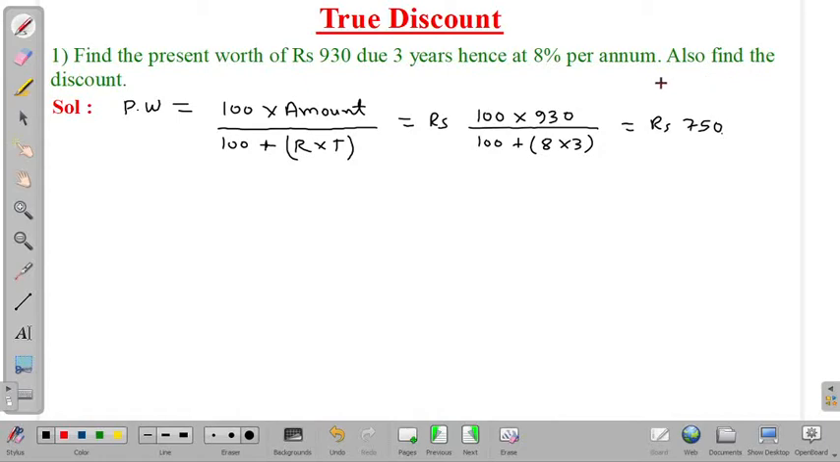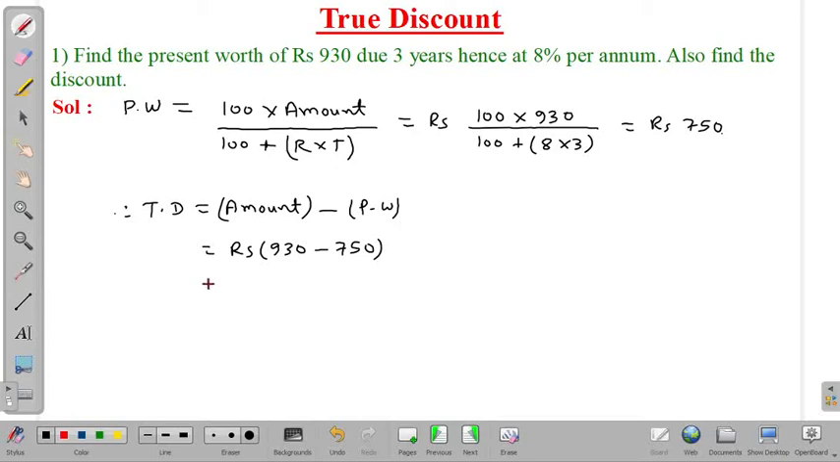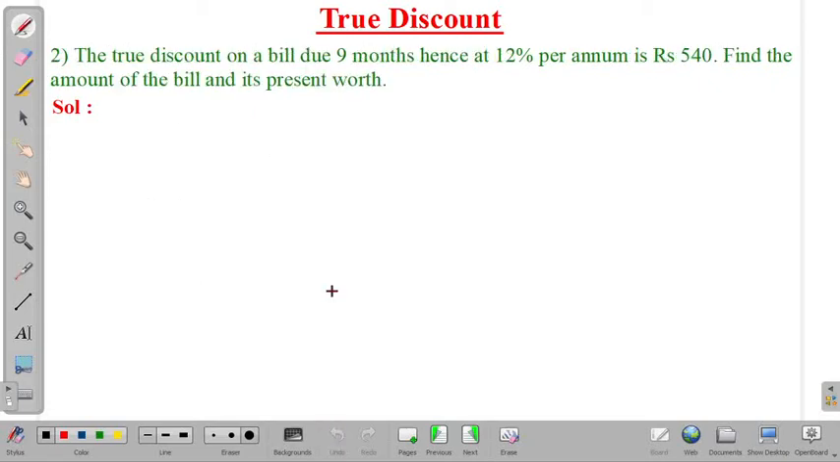Then we need to calculate true discount also. So true discount we can calculate as it is equal to amount minus present worth. Okay. So it will be equal to rupees 930 minus 750. Okay, so this is equal to rupees 180. It is our true discount. We will discuss next problem.